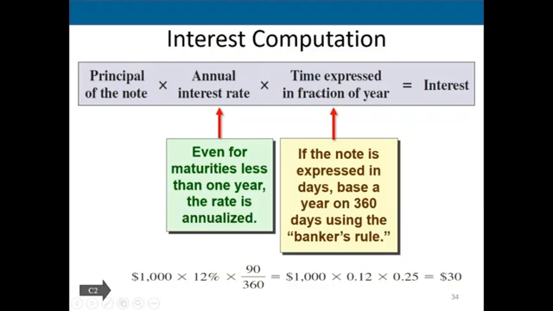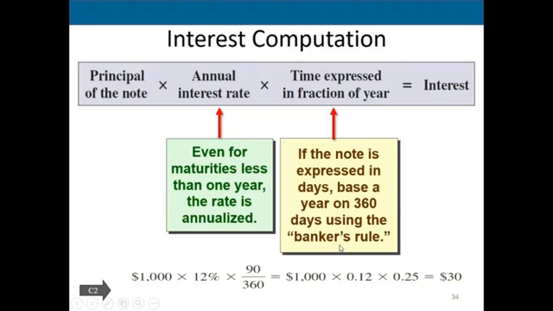And then you multiply that by time expressed in a fraction of a year. So if you're looking at months and it were 3 months, you'd do 3 divided by 12. If you were doing weeks and it were 6 weeks, you'd do 6 divided by 52. In this case, we're using days. It's a 90-day note, and you're always going to divide daily notes by 360.